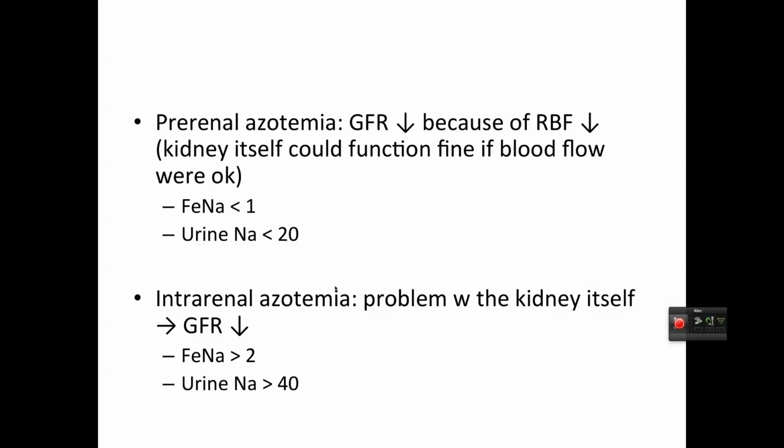Because if you think about the actual equation, it's technically clearance of sodium over clearance of creatinine. I think it's clearance of creatinine over clearance of sodium. But anyways, of the total amount that's filtered out, how much is actually excreted? So if it's less than 1%, it means you're reabsorbing a lot of sodium. Okay, so why would that make sense? In a prerenal azotemia, why would your FeNA be low?